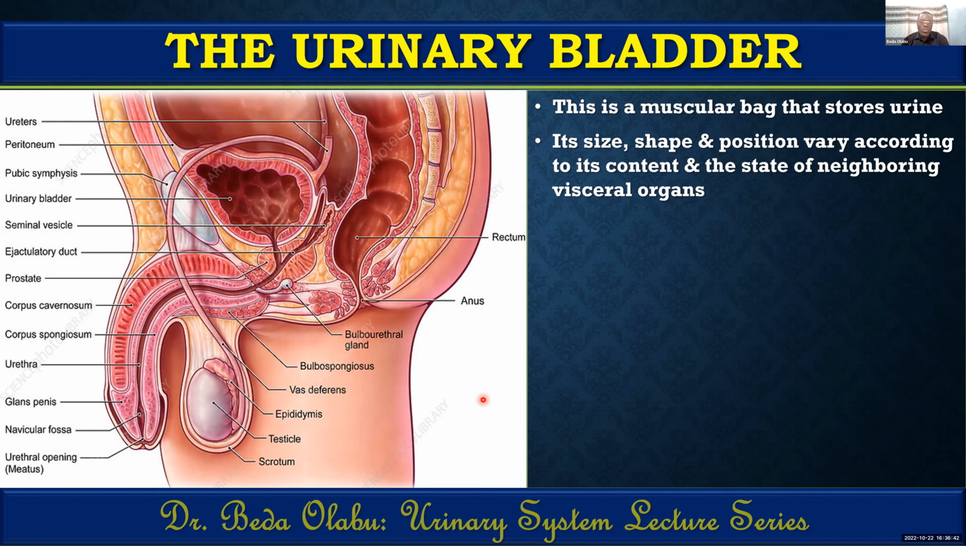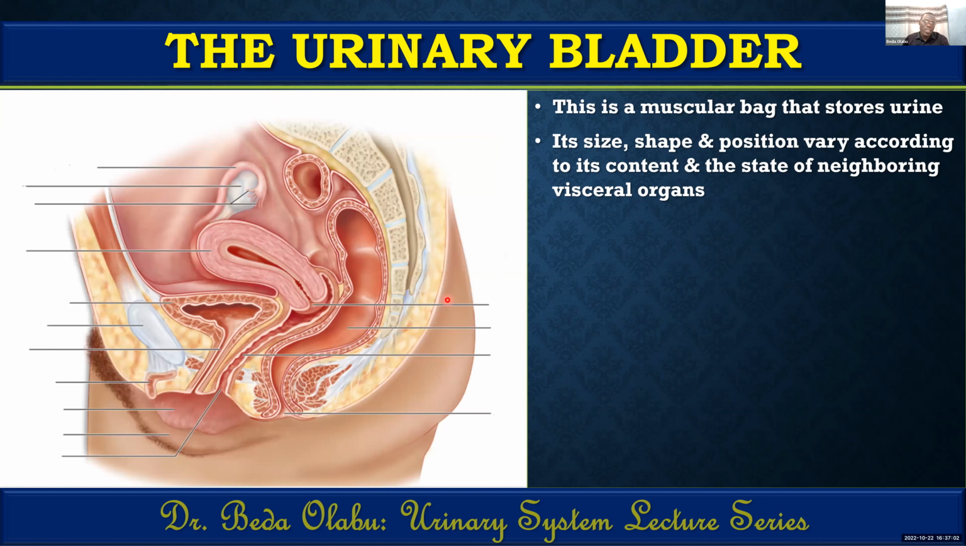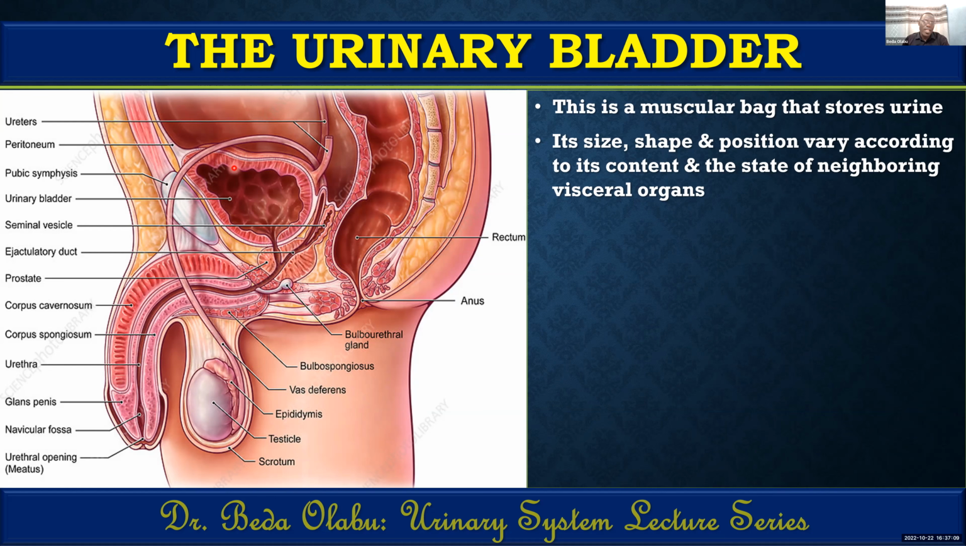And that is important to note when you're going to do suprapubic catheterization. Know that an empty one will be in the pelvis, and so it is very difficult to do suprapubic catheterization. But a full one is easy to do because it is in the abdomen. This shows you the urinary bladder in female. This other one shows you the urinary bladder in males.